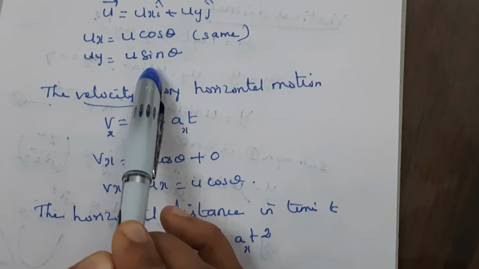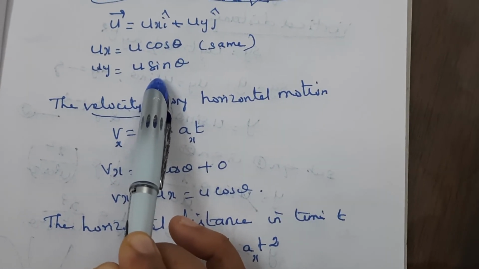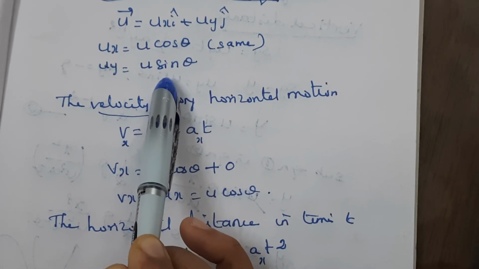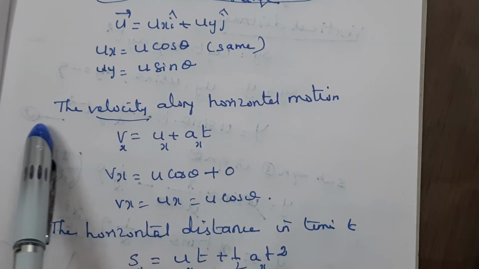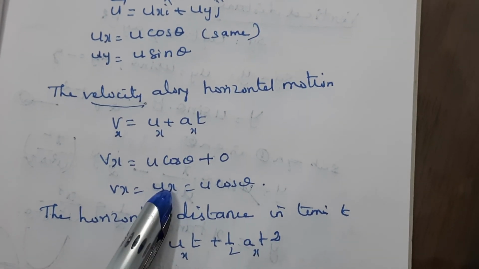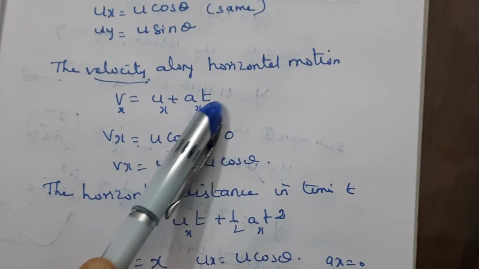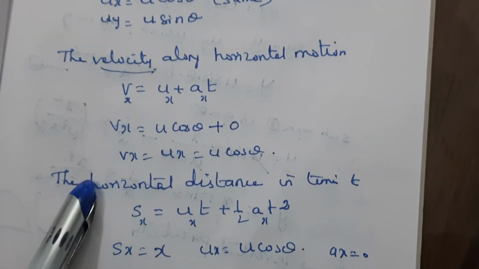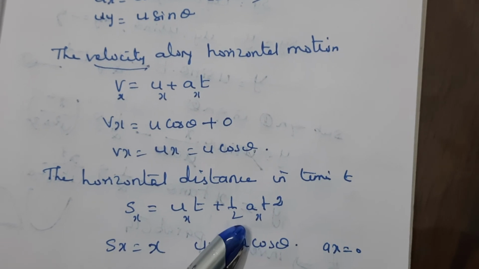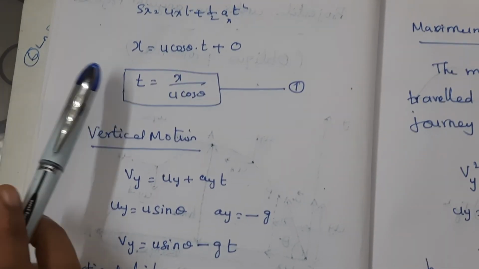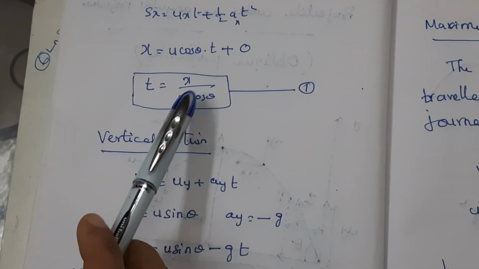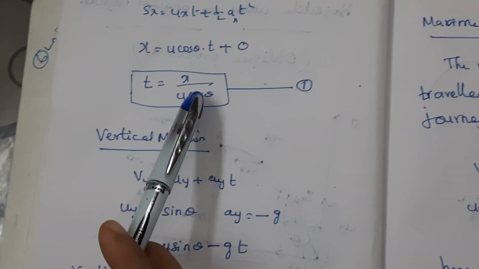Here we have discussed in the horizontal direction what is the velocity and distance, and in the vertical direction what is the velocity and distance. In the horizontal motion, what is the velocity? Velocity vx is equal to ux, that is equal to u cos theta, because ax is equal to 0. And horizontal distance is obtained from the relation s equal to ut plus half at square. So we got x equal to u cos theta into t. From this, t equal to x by u cos theta. This is the horizontal motion.